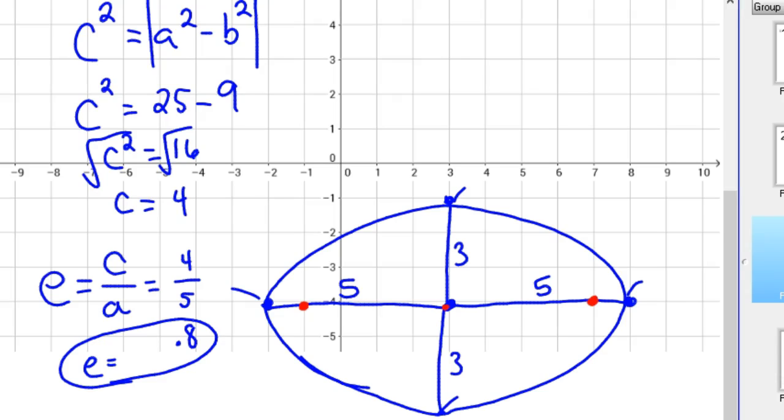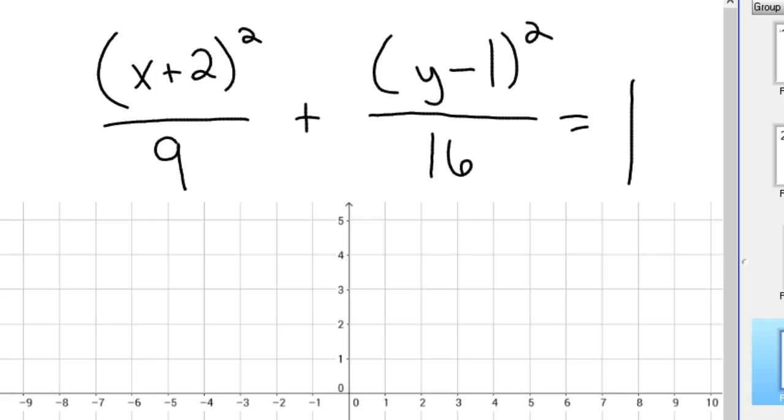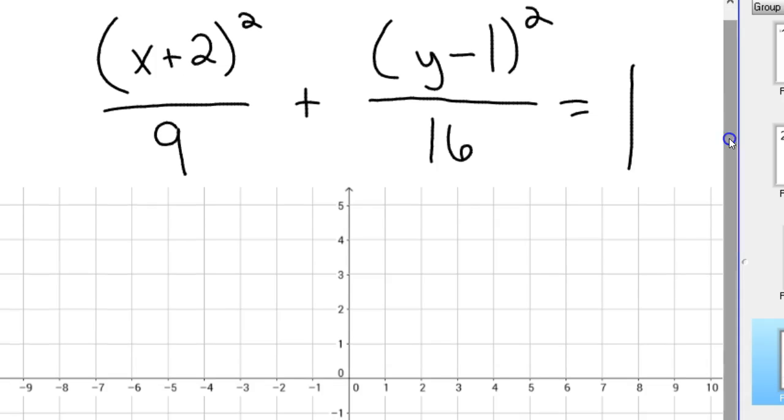Now, if you've gotten to this point, you've probably seen this maybe before. And so give this a shot now. Try this out, and I'll go through the same process. So stop the video, see if you can figure this one out, and graph all the important parts.